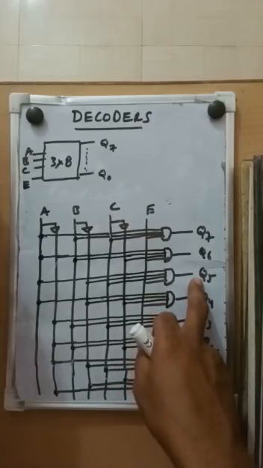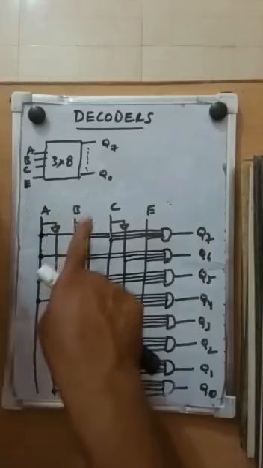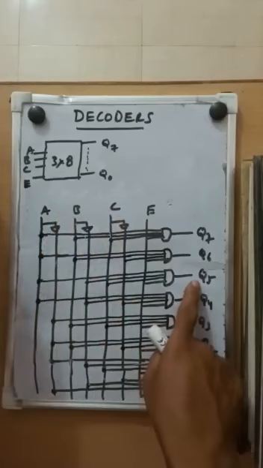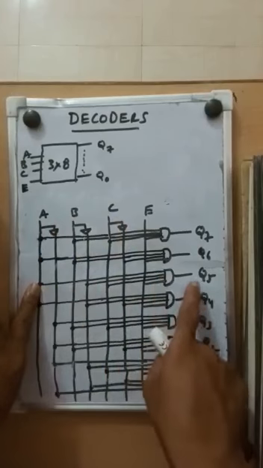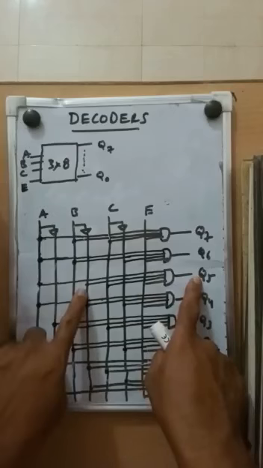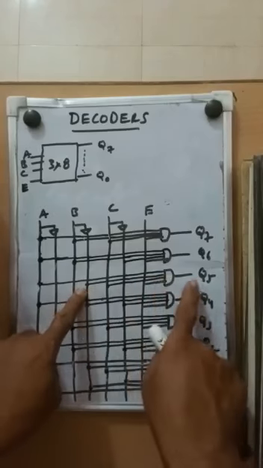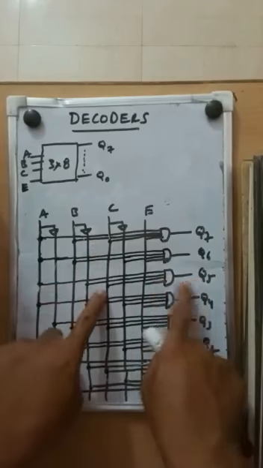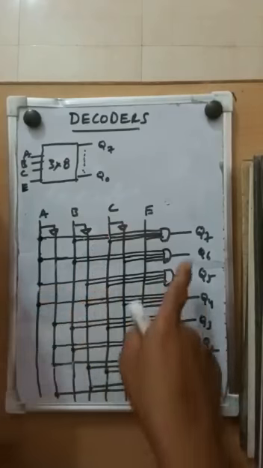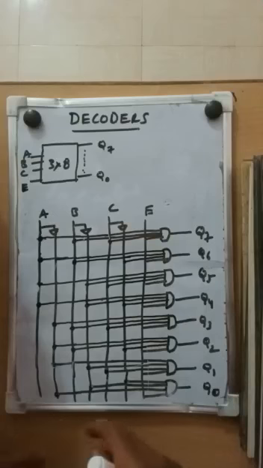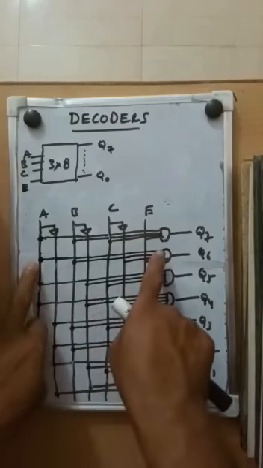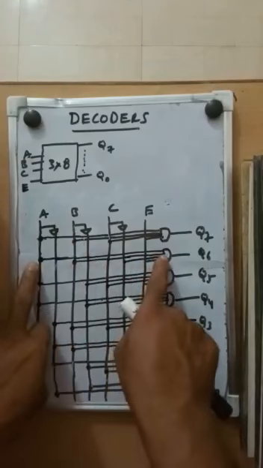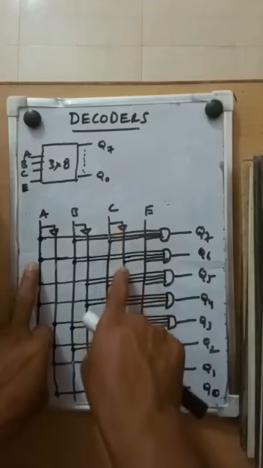101. 101 means A, B bar, C. A is directly connected to this, B bar is directly connected to this, and C is directly connected to this. And Q6 means 110, that means A, B, C bar. So A is connected directly here, and B is connected here, and C bar is connected here.